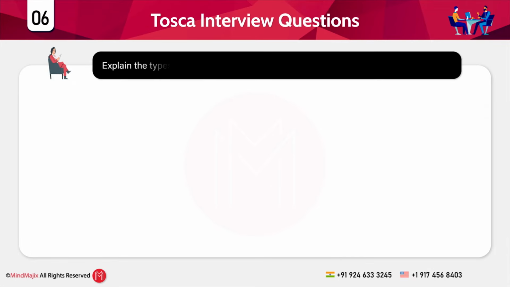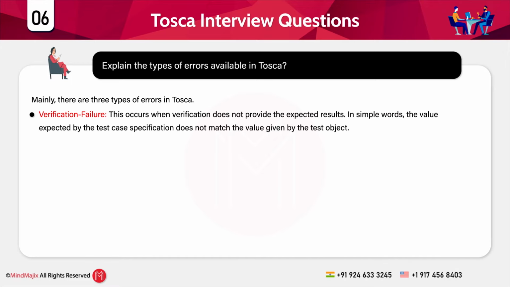The next question is, explain the types of errors available in Tosca. There are basically 3 types of errors present in Tosca. The first one is the verification failure. This occurs when verification does not provide the expected results. In simple words, the value expected by the test case specification does not match the value given by the test object. The second type of error is user abort.